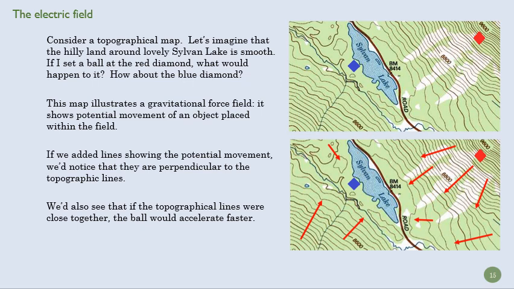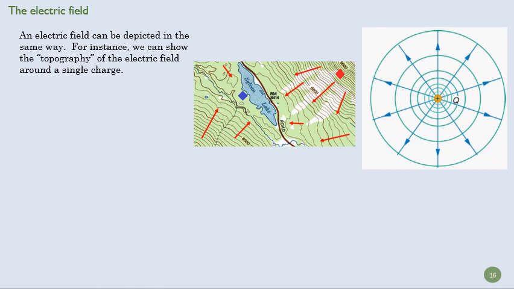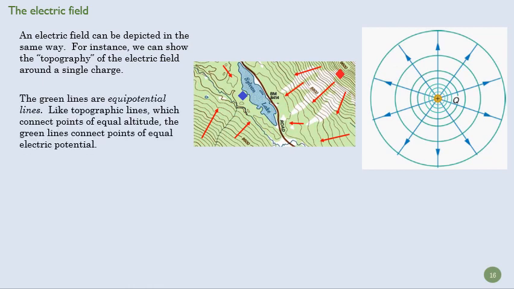Why are we talking about topographical maps? Because this is exactly what an electrical field diagram is going to show us. So let's make that connection. We can make a diagram like this to show the topography of the electrical field around a charge. We have our topographical lines here, but over here we have those same lines. These are called equipotential lines. And what this diagram tells us is where a positive charge would go if I put it in this field.